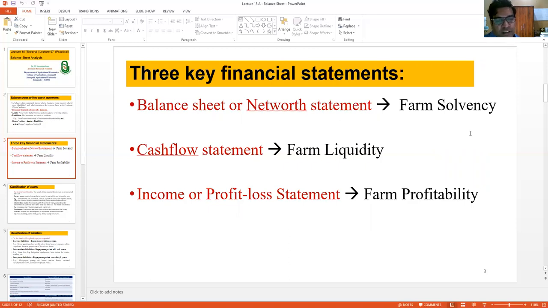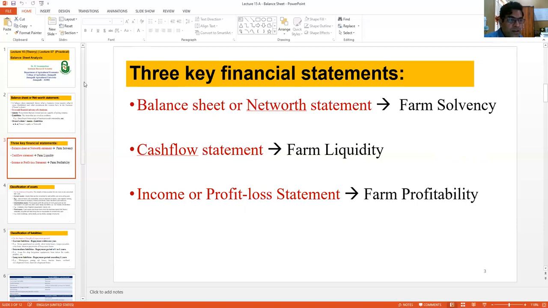But right now we understand what a balance sheet is. It is also called a net worth statement. When I say balance sheet, what immediately pops into your mind? Assets, liabilities. Net worth is nothing but assets minus liabilities. So what is the use of a balance sheet? The use is to understand the firm solvency. What is the solvency position of a farmer? That is, whether the farmer is in a position to repay a long-term loan or not. So we have assets and liabilities. Whether the farmer is able to repay the liability or not, that is the ultimate use of a balance sheet.